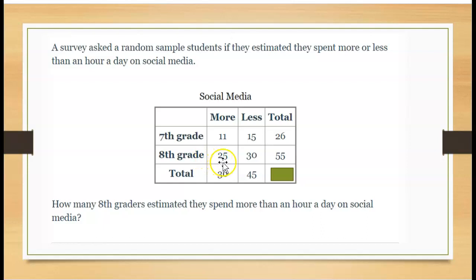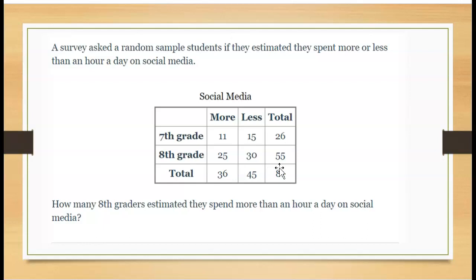8th grade, same information. 25 people spent more than an hour on technology. 30 people spent less than an hour on technology, for a total of 55 people. Okay, and then you can see how many were totaled for the more column, how many are totaled for the less column, and then we can look at how many people were surveyed. How would we figure out how many people were surveyed? Well, you take your total amount of 7th graders and your total amount of 8th graders, add those together, and you get your total. Or you can take your total for the more column and your total for the less column, add those together, and both times you're going to get 81.